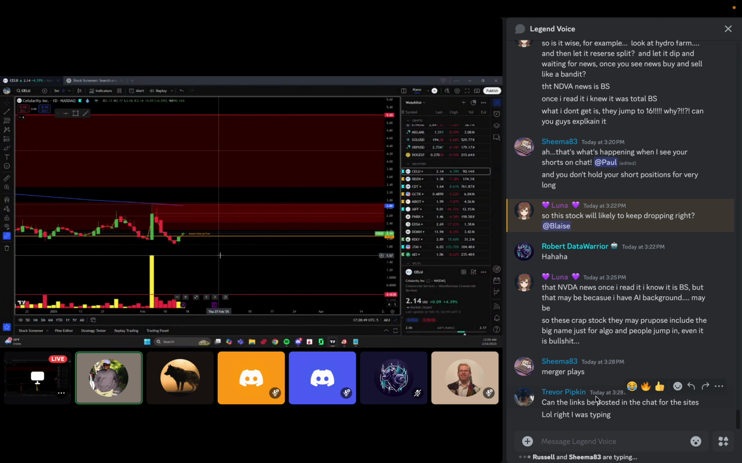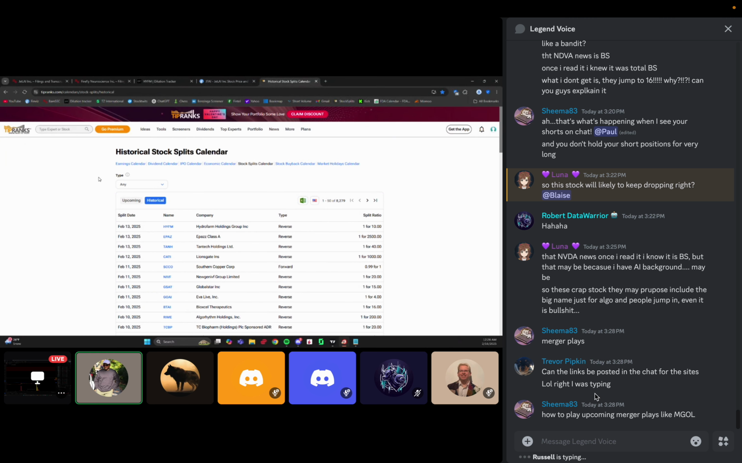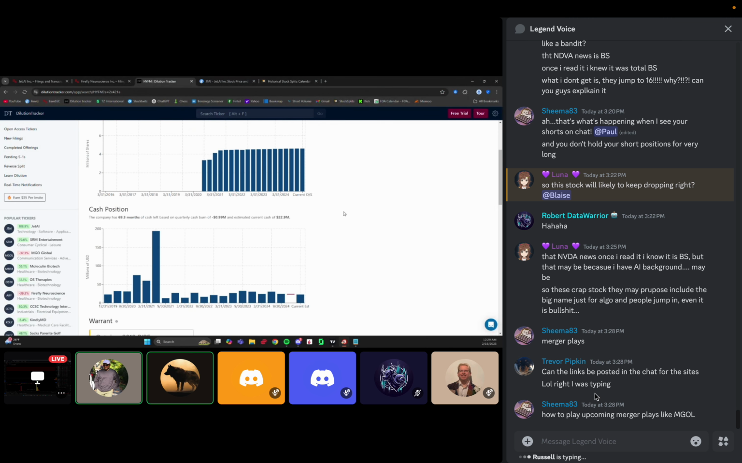Dilution Tracker, right? Use the free version if you need to see if they're burning cash, or if you want to pay for it, you can see the probability of offerings, high or low. But you don't really need to.